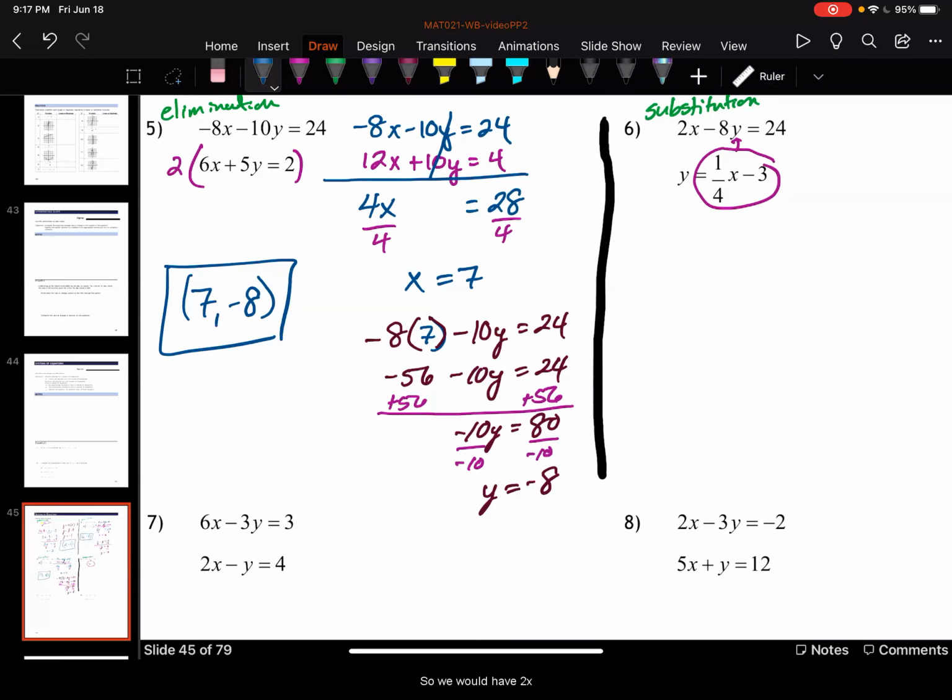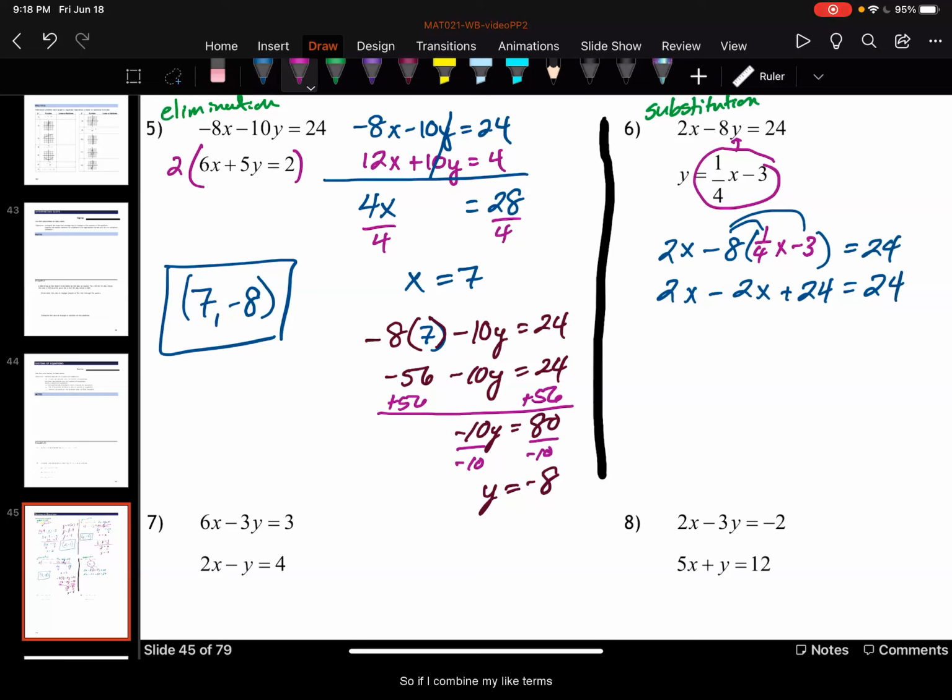So we would have 2x minus 8 times the quantity 1/4 x minus 3 equals 24. I'm going to distribute that negative 8 in. So 2x minus 8 times 1/4 would be 2x. Negative 8 times negative 3, positive or plus 24, equals 24.